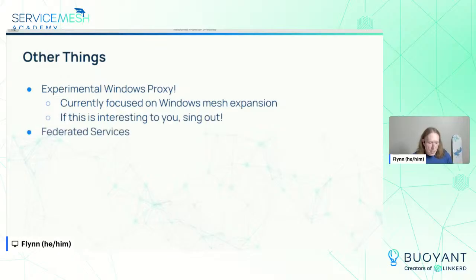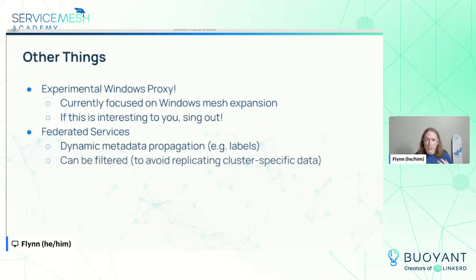Federated services get an interesting new feature in 2.18 where we can propagate labels and annotations from one element in a federated service over to the federated services in other clusters. You can also filter that stuff so that you don't end up replicating cluster-specific data. This is a thing that we had asked for a few times. Most notably, that means that if you're using Linkerd annotations to configure retries and things like that, those will automatically be replicated for you, which can be nice.